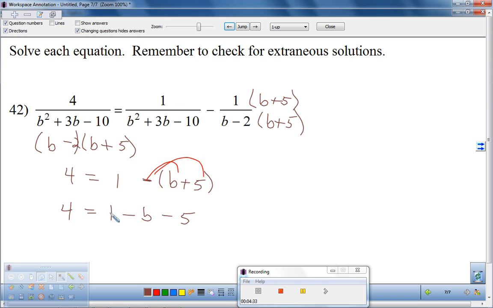Okay, so I'm going to combine like terms. I got 1 minus 5 is going to give me negative 4, minus b. Add 4, and we end up with 8 is equal to negative b. Don't want a negative variable, so I'm going to divide both sides by negative 1, and we end up with negative 8 is equal to b.